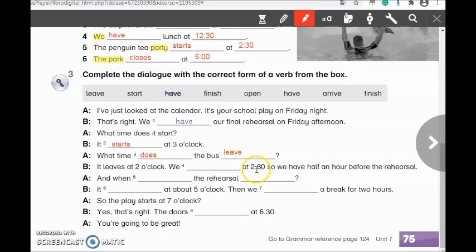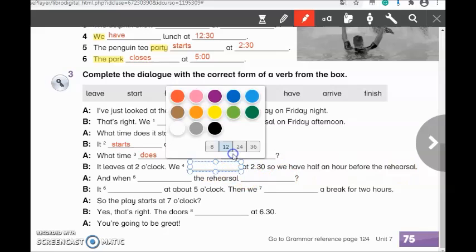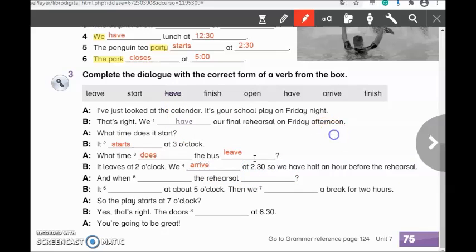We at 2:30. We have half an hour before the rehearsal. Girls, the correct verb is we arrive. And look here, we didn't add anything to the verb because the subject is plural. We.